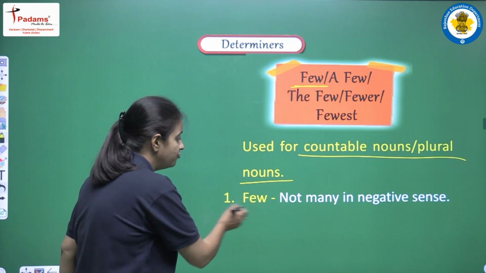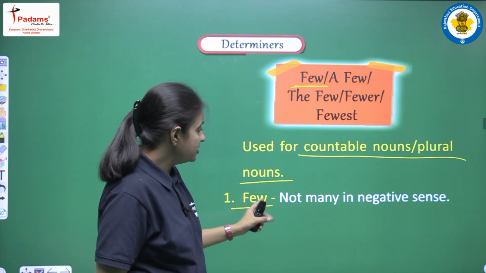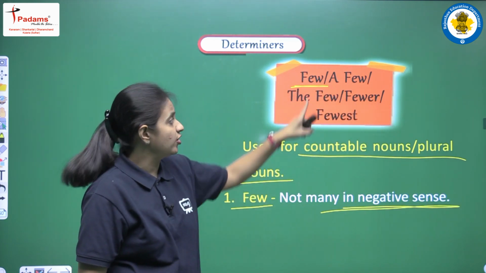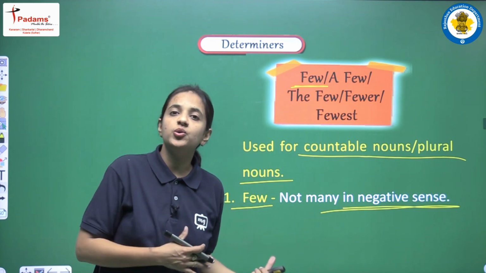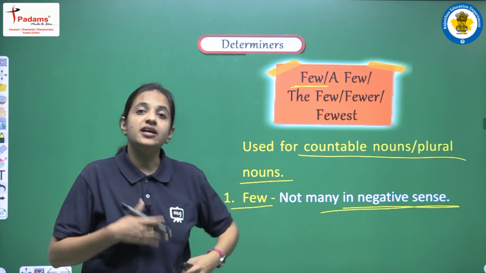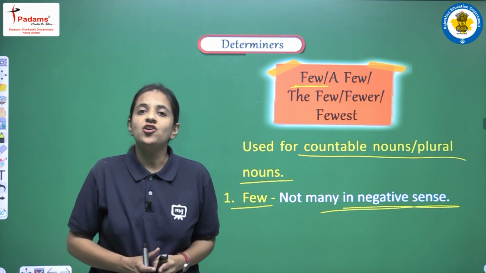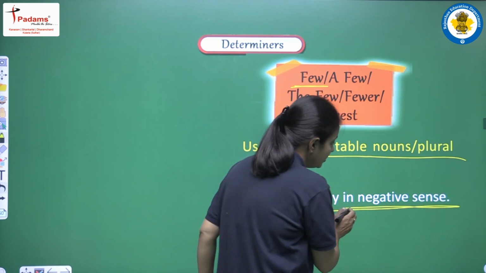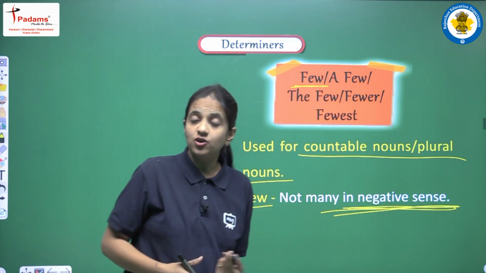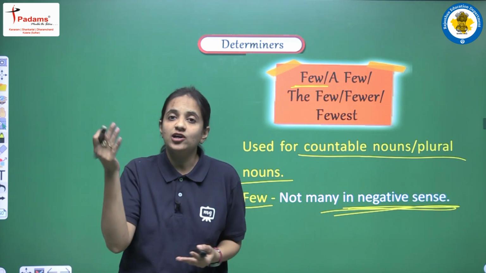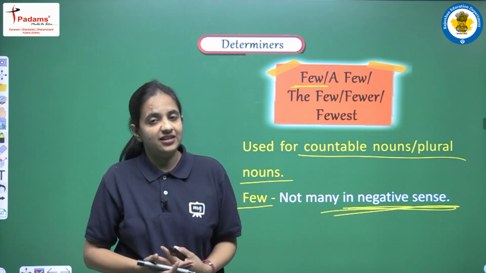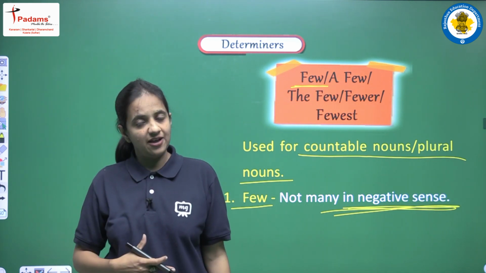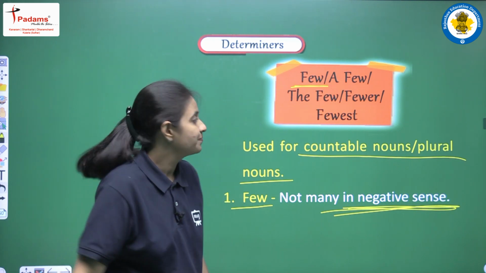So let's see now the different uses of these determiners. First of all, let's talk about few. What does few mean? Few means not many, and yes, it has a negative sense. When we use few in a sentence, it means we are talking about a number that is not many, and this has a negative meaning. It means we are saying that the quantity is so small that it is like nothing. Okay, so it has a negative sense in the sentence.